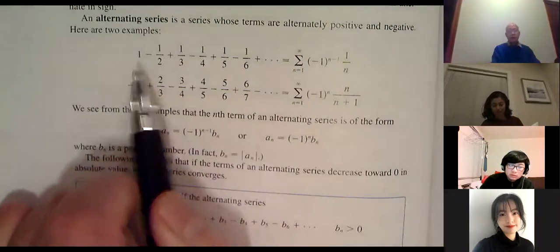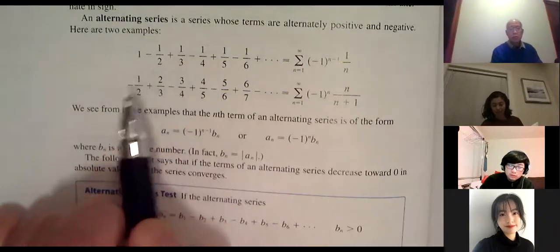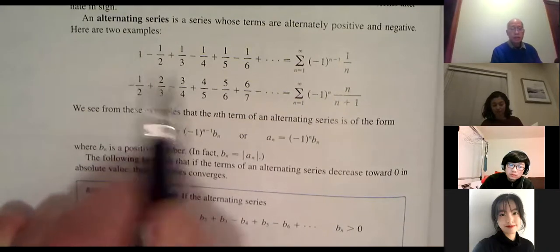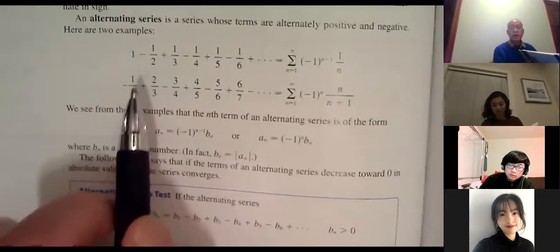Okay, so we know plus, minus, right? Or it might start with a negative. So the series could start either with a positive or negative, and then you just alternate. And we know how to make it too.